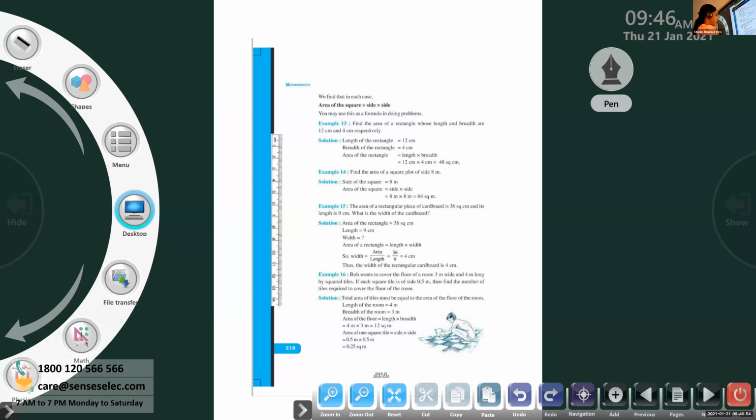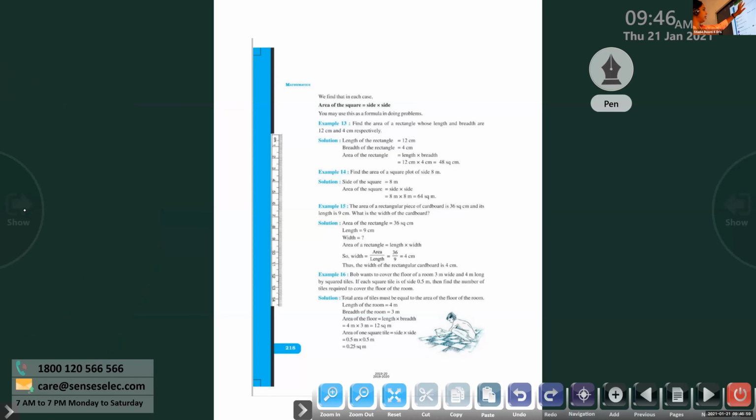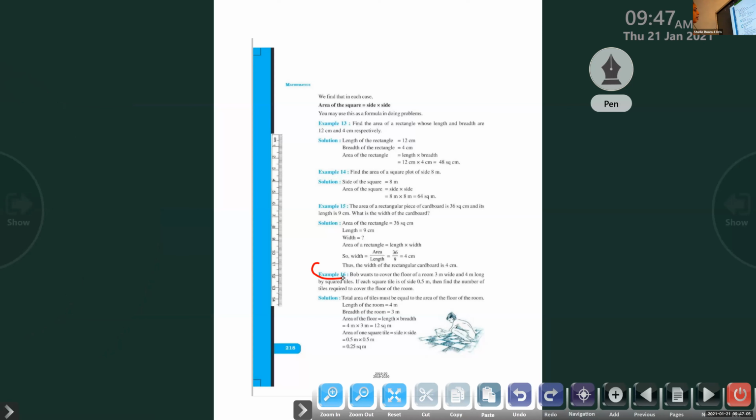Okay, children. So one important question. This was the important question. Bob wants to cover the floor of a room. Will you write the question? Bob wants to cover, example 16. Bob wants to cover the floor of a room 3 meter wide and 4 meter long by squared tiles.